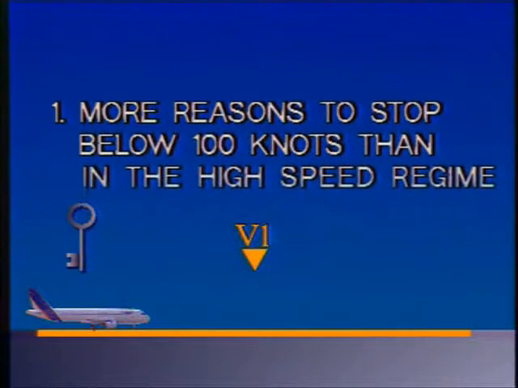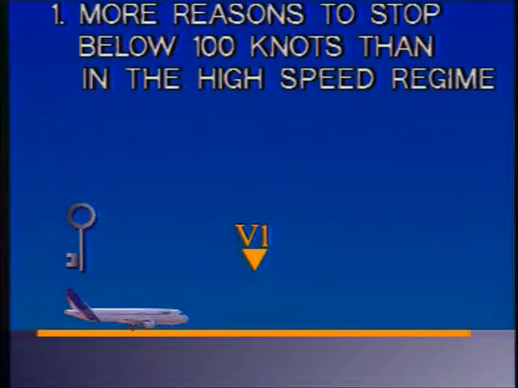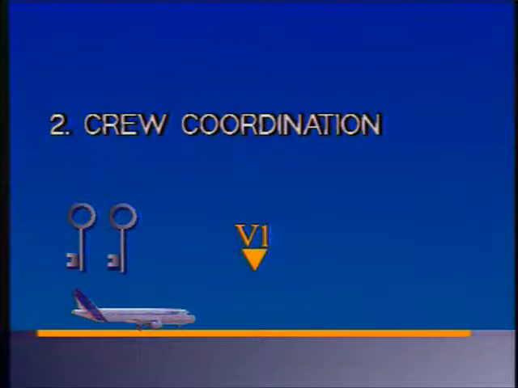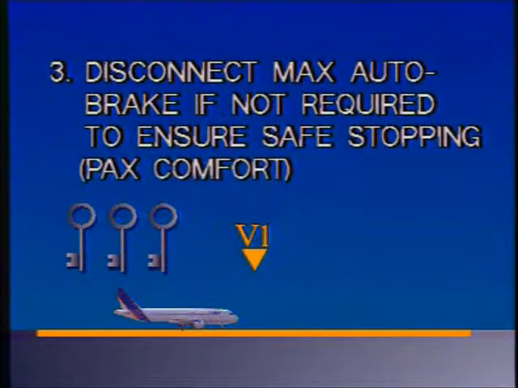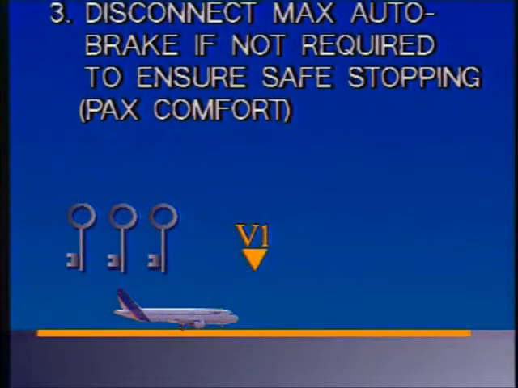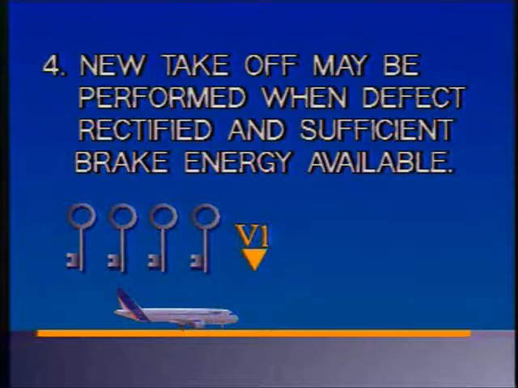Key points. 1. There are more reasons to stop below 100 knots, that is in the low speed regime, than in the high speed regime. 2. Crew coordination and task sharing. 3. Disconnect max auto brake for passenger comfort if it is not required to ensure safe stopping. 4. A new takeoff may be performed when the defect is rectified and sufficient brake energy is available.